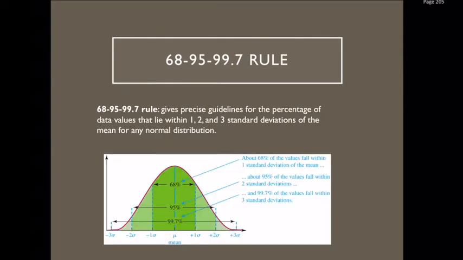So for example, about 68% of data falls within the first standard deviation. That means this area would be 0.68, 68%, 0.68 is the proportional area related to that. About 95% of data falls within 2 standard deviations, so the area under this portion of the curve would be 0.95, and 99.7% of data values fall within 3 standard deviations. So this area would be 0.997. So let's use this 68, 95, 99.7 rule to solve a couple of problems.